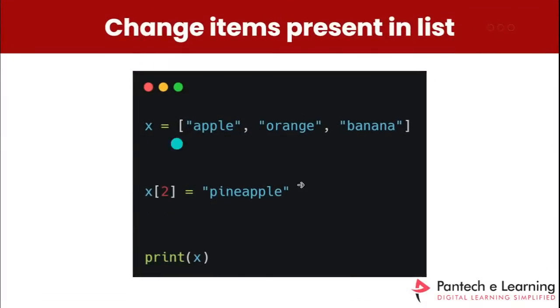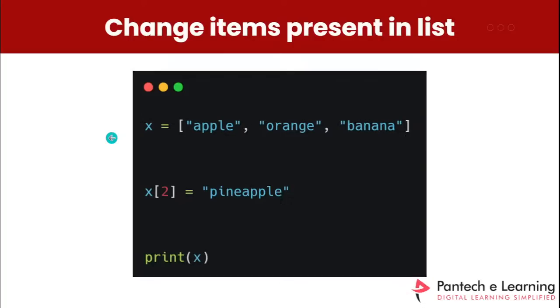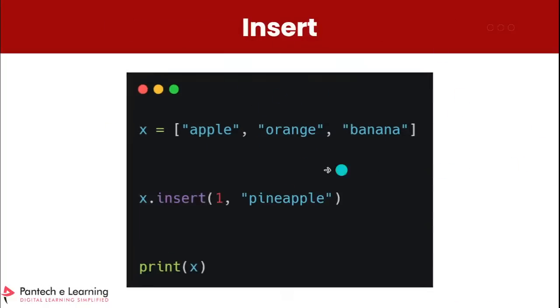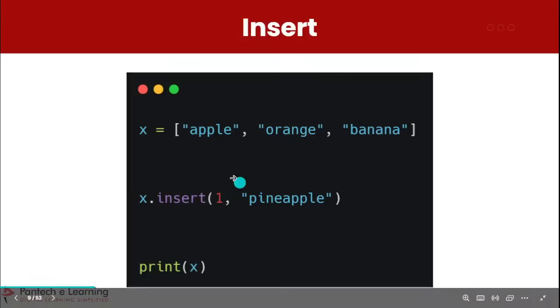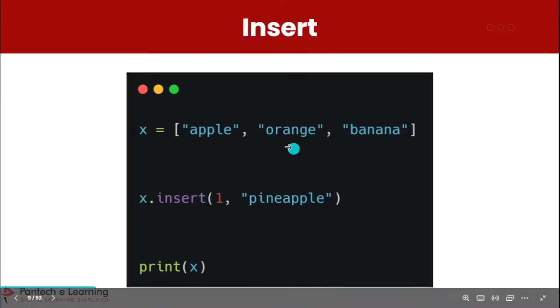So likewise you can assign new values. This is replacing, so if you want to insert a new element in between, for example, in the first index I have orange here, but in the first index I want to have pineapple and then the rest of the things, then I can call the insert option. Using insert I have to mention where I need to place it, the index number, and what I need to place. So this will help you insert an element here.